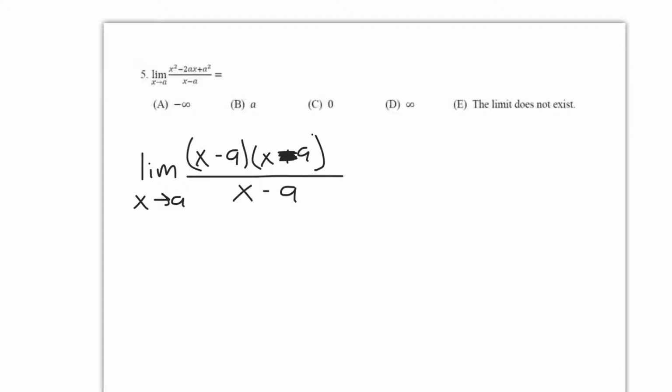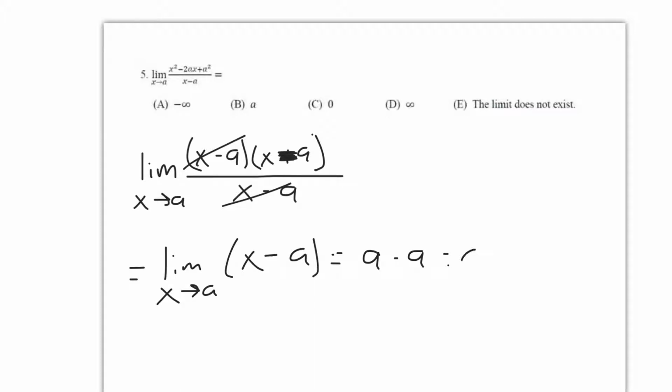We can then cancel an x minus a from the top and the bottom. So now we have the limit as x approaches a of x minus a. Once again, that's from this because I wrote it incorrectly. Now we can use substitution. We end up with a minus a, which is 0. So this is answer C.